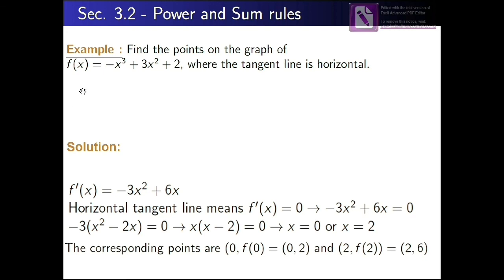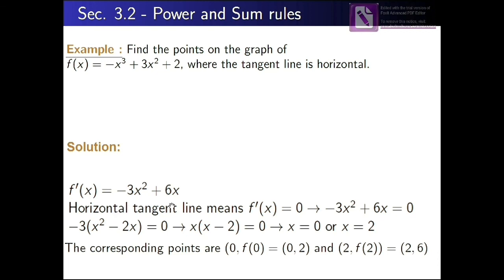So first of all, f(x) is equal minus x cubed plus 3x squared plus 2. The derivative of this one will be f prime x is equal. Derivative of minus x cubed will be minus 3x squared, plus derivative of 3x squared will be 2 multiplied by 3, so it will be 6x, plus derivative of 2 will be 0. So f prime x is equal minus 3x squared plus 6x.